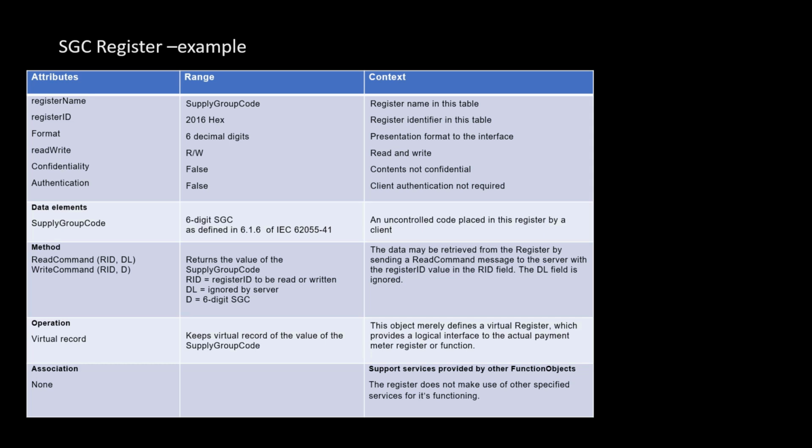The supply group code attribute then is a 6-digit SGC as defined in 6.1.6 of 62055-41. And for a read command, you send the register ID. DL is ignored. And for a write command, if you want to set it, then you send it again to the register ID. And in this case, D is a 6-digit supply group code. So the data may be received by doing a read command, or it may be written by doing a write command.